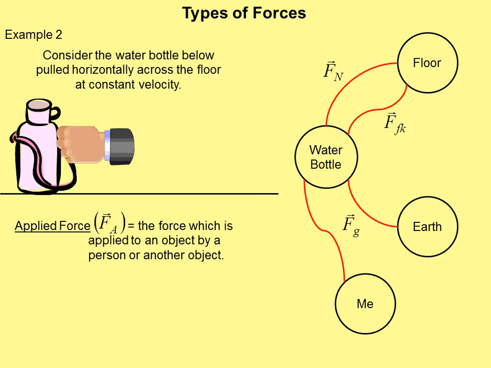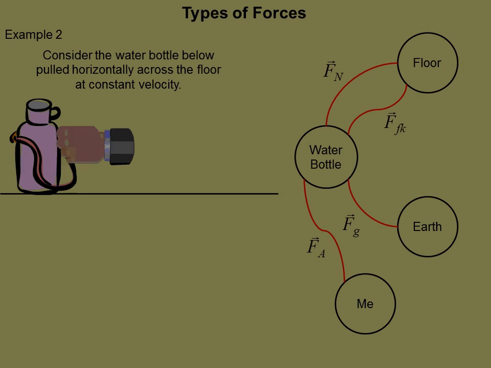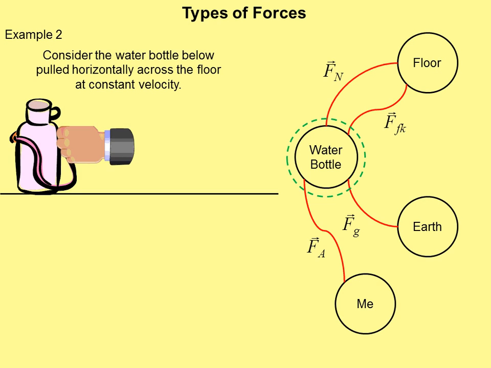So there it is. So now notice, if we focus on the water bottle, there's 1, 2, 3, 4 interactions going on. The water bottle is interacting in two ways with the floor. It's being supported with a normal force, and it's rubbing against the floor with a force of kinetic friction. It's being pulled on by the earth, and it's being pulled on by me. So we have 4 different interactions, and therefore, we would have 4 different forces acting on it.